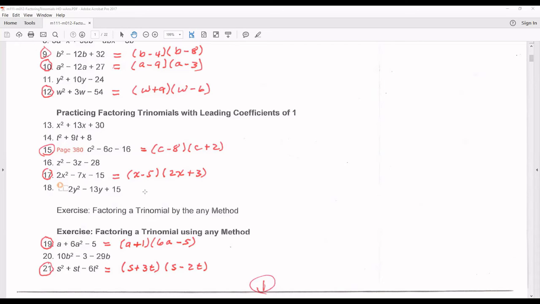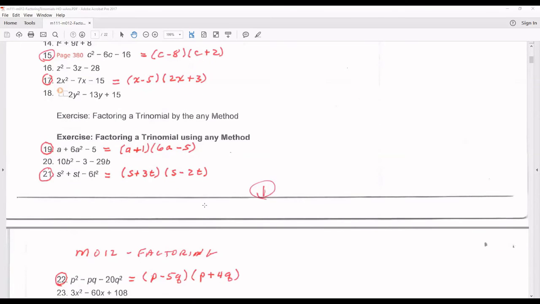Number 17, x minus 5, 2x plus 3. Number 19, a plus 1 times 6a minus 5. That one's a little more challenging. Now, first step you had to do on this one is you had to change the order and put the 6a squared first. Likewise, this one you can leave in this order from S to T, or you could switch it from T to S. Here you get S plus 3t and S minus 2t.